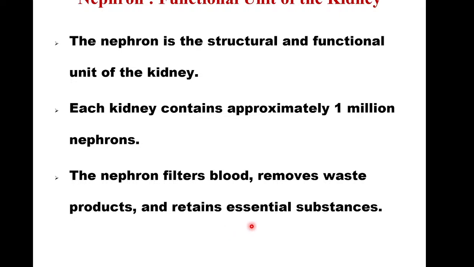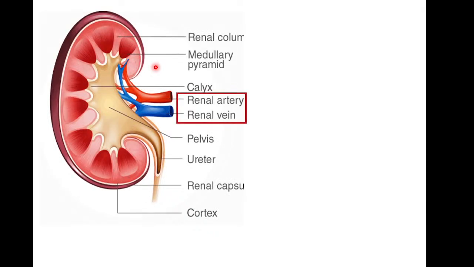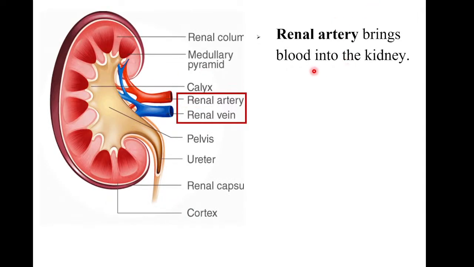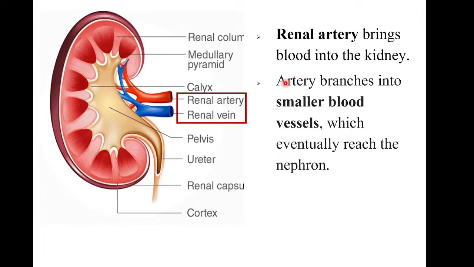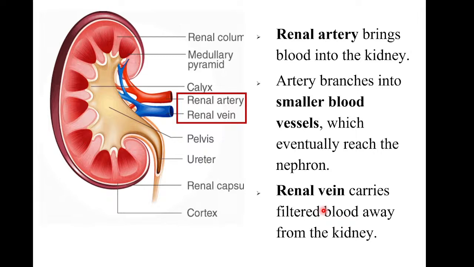So let's talk about the blood supply to the kidney. So we can find a renal artery. You can see this area. This is the renal artery. This artery brings the blood into the kidney. So inside the kidney, this artery branches into smaller blood vessels, which eventually reach the nephrons. Also you will find the renal veins, and these renal veins carry the filtered blood away from the kidney. So this is the difference. The renal artery brings the blood into the kidney, whereas the renal vein carries the filtered blood away from the kidney. So this was about the missing structures of the kidney, and let's talk about the nephron structure in more detail.